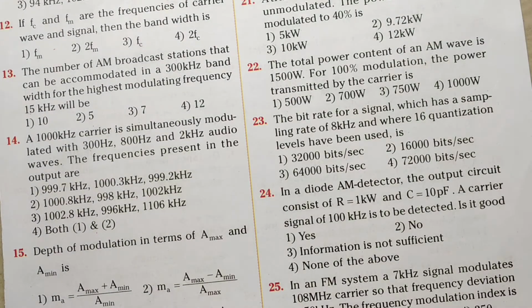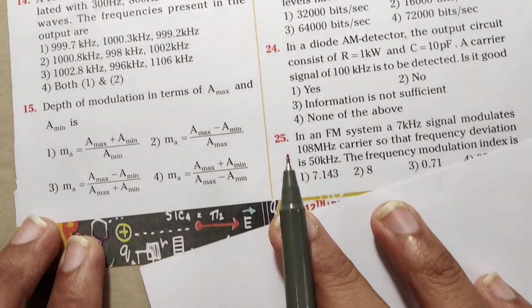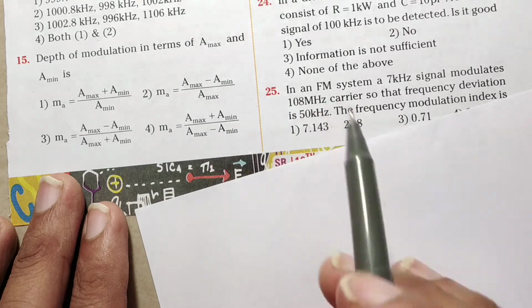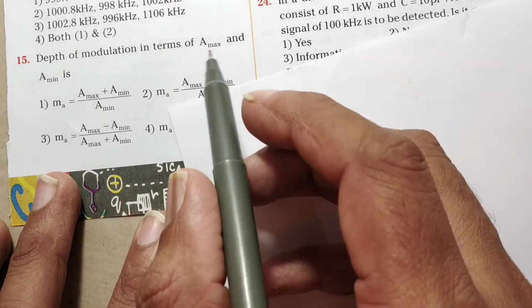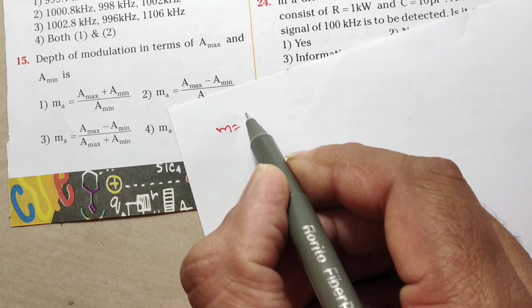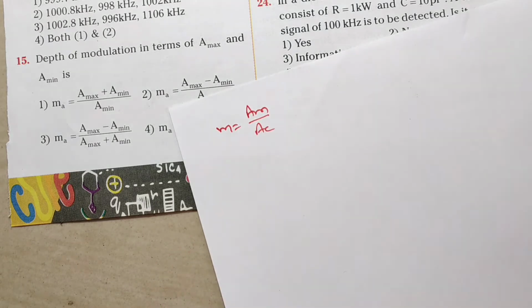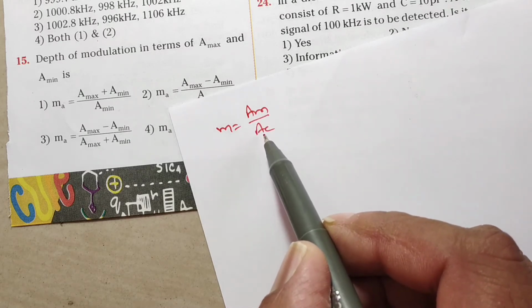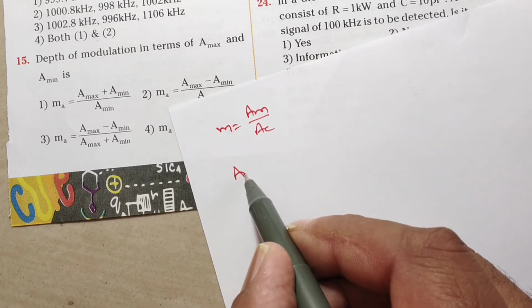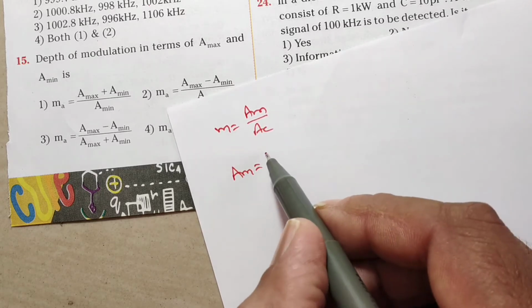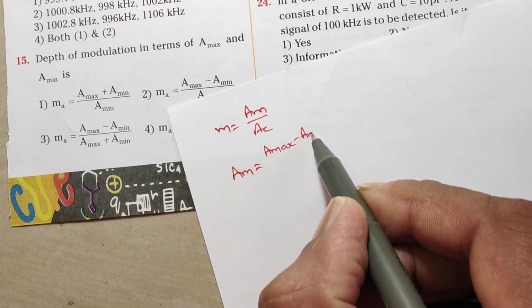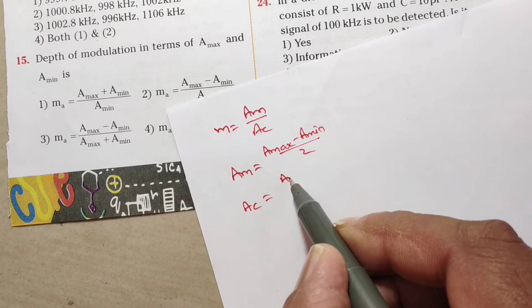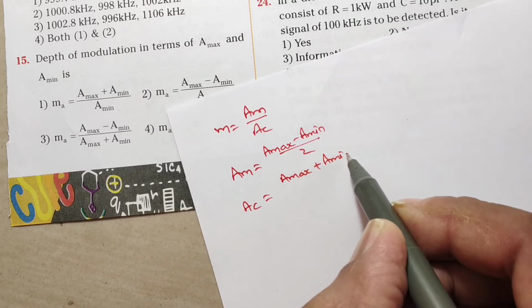Now 15th question. The depth of modulation index in terms of A maximum and A minimum. We know that the modulation index m is equal to Am by Ac. Am means the amplitude of the audio signal, Ac means the amplitude of the carrier signal. Am, the amplitude of the message signal, is A maximum minus A minimum divided by 2, and the amplitude of the carrier wave is A maximum plus A minimum by 2.